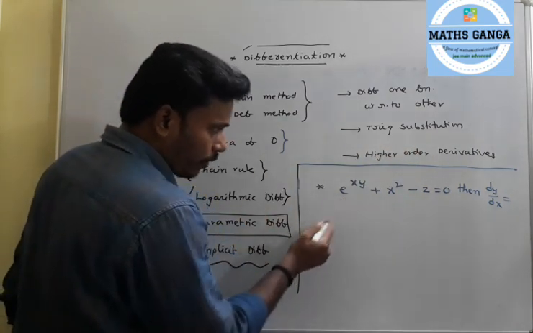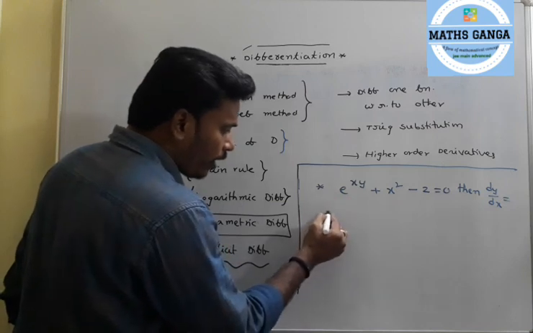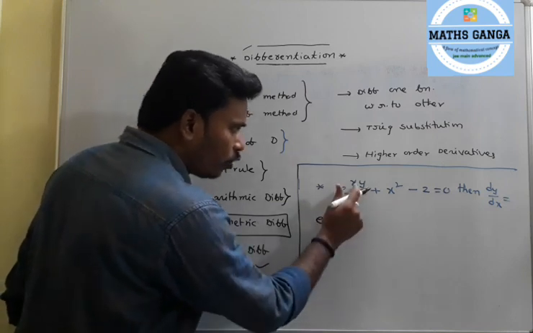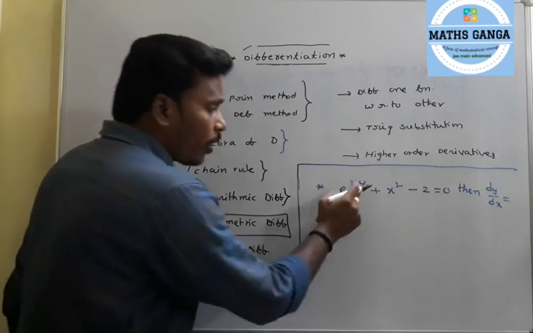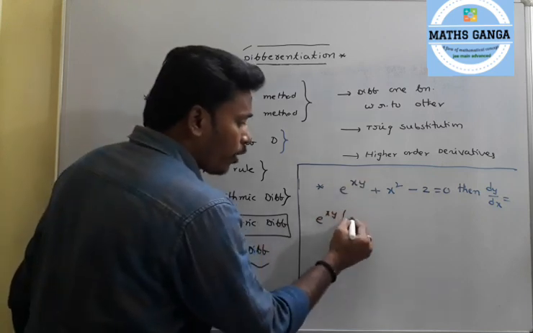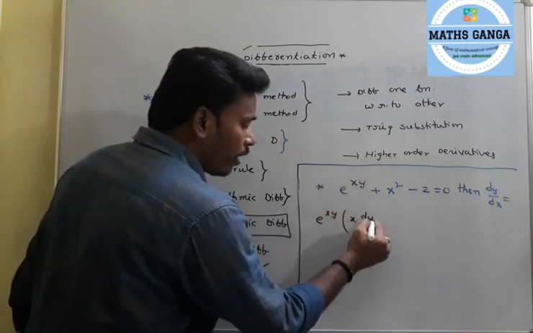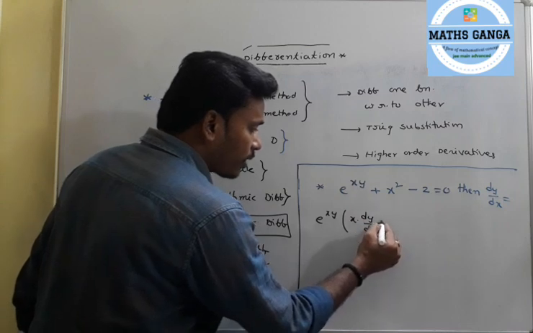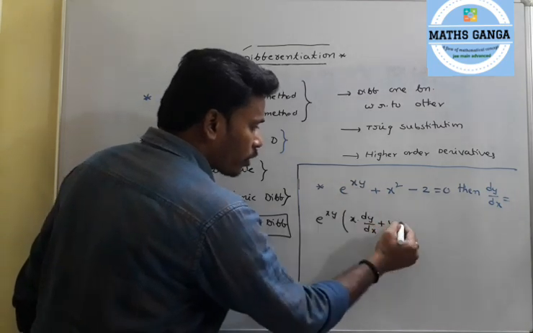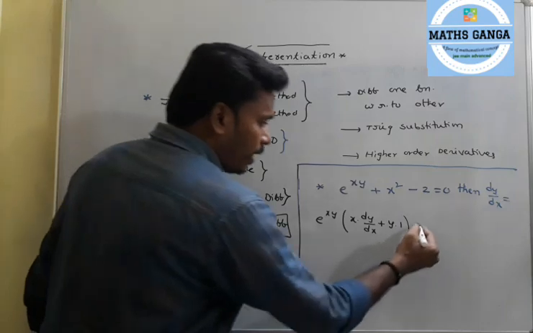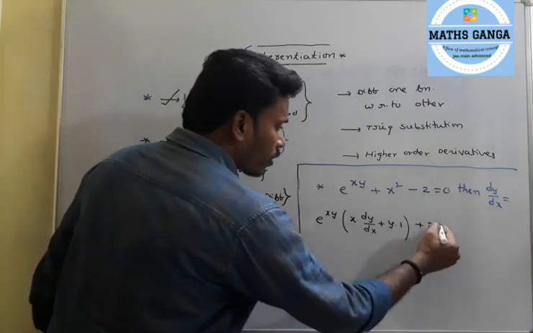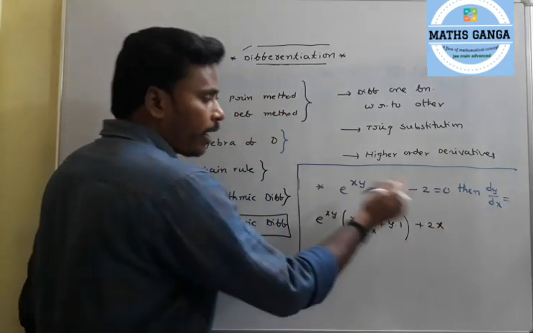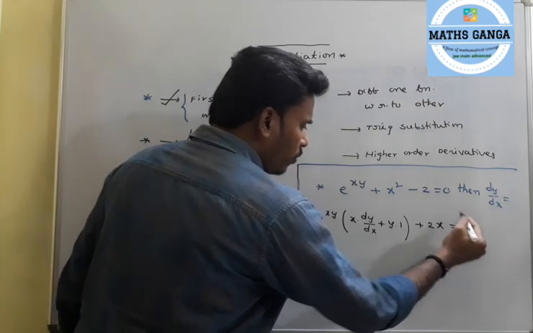See, e^(xy). For e^(xy), the derivative is e^(xy) times the derivative of xy. See, what is the derivative of xy? Since it's a product, first function x times the derivative of the second, dy/dx, plus y times the derivative of the first, which is 1, plus x². The derivative of x² is 2x, and the derivative of −2 is 0, and this is equal to 0.